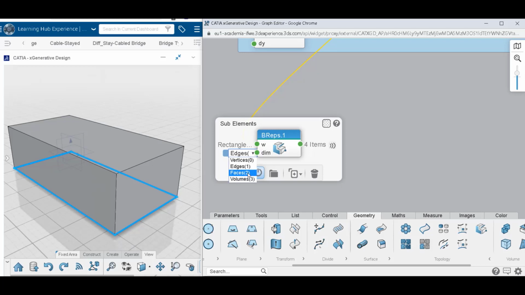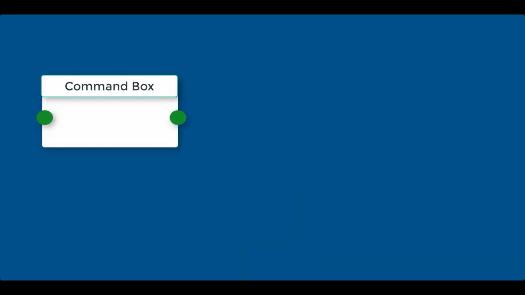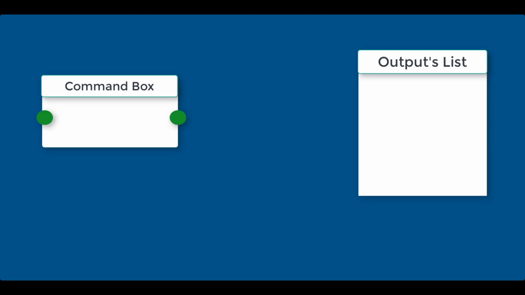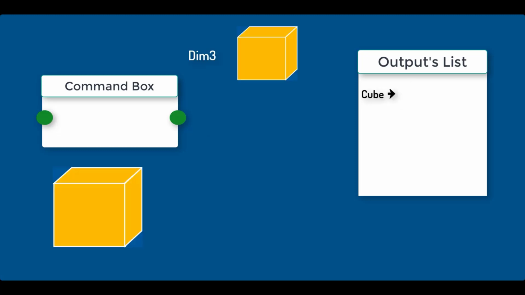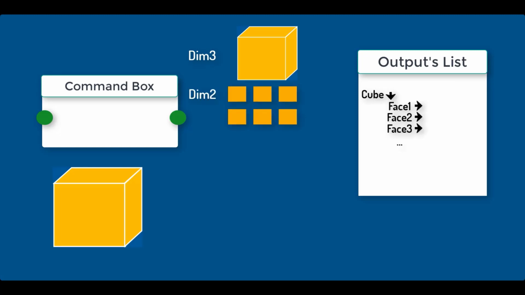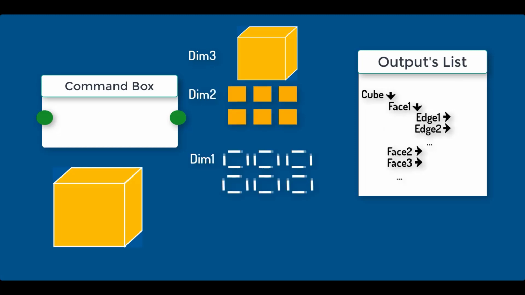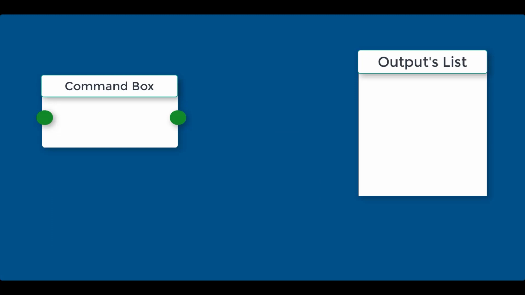It may be a good time to make a quick review of this command box. Out of the command box, you will have a list of outputs, and in this list of outputs, you will have item 1, 2, 3. Basically, let's take an example with a cube. There is the dimension 3, which is the cube. Dimension 2 is the different faces, faces 1, 2, 3, 4, 5, 6. And dimension 1 is the edges of those different faces.